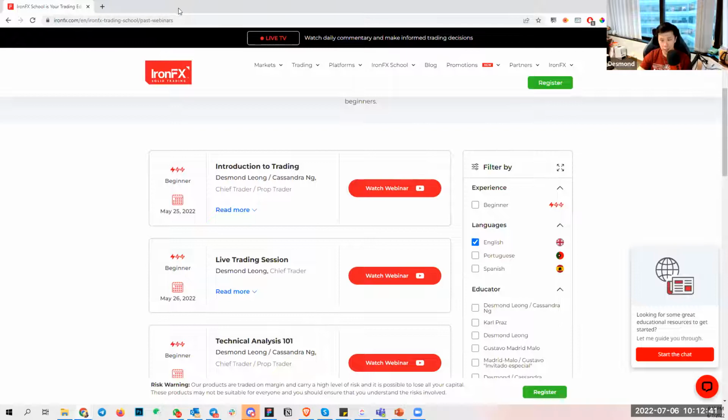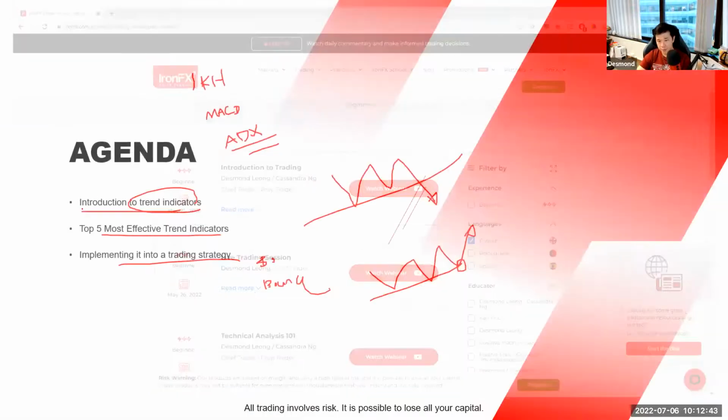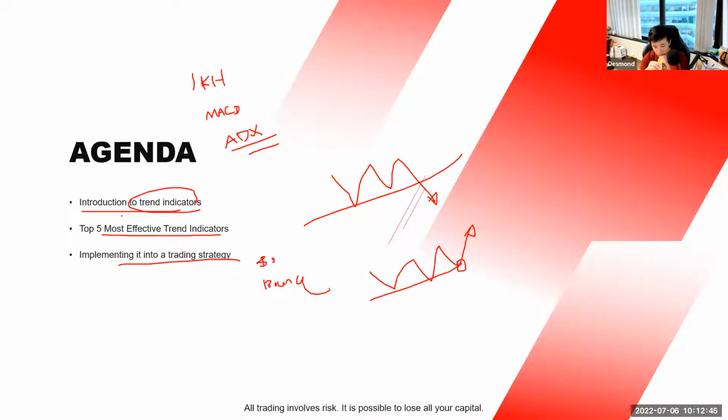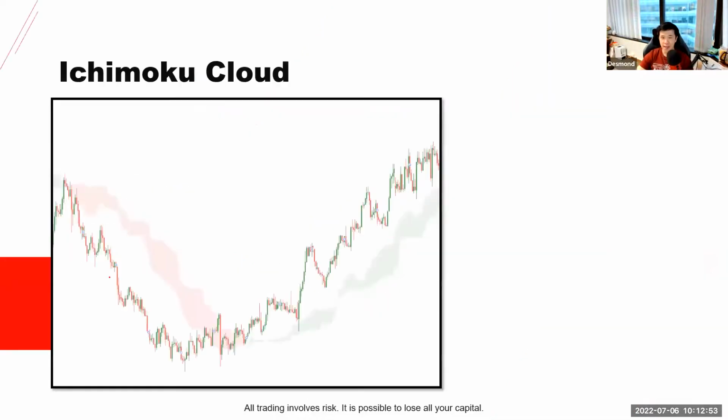Now let's begin today's session, okay? Give me a second. Sometimes I talk too much and my throat hurts. All right, so let's go. The first thing is the Ichimoku Cloud, right? The Ichimoku Cloud is one of the best indicators when it comes to trend.